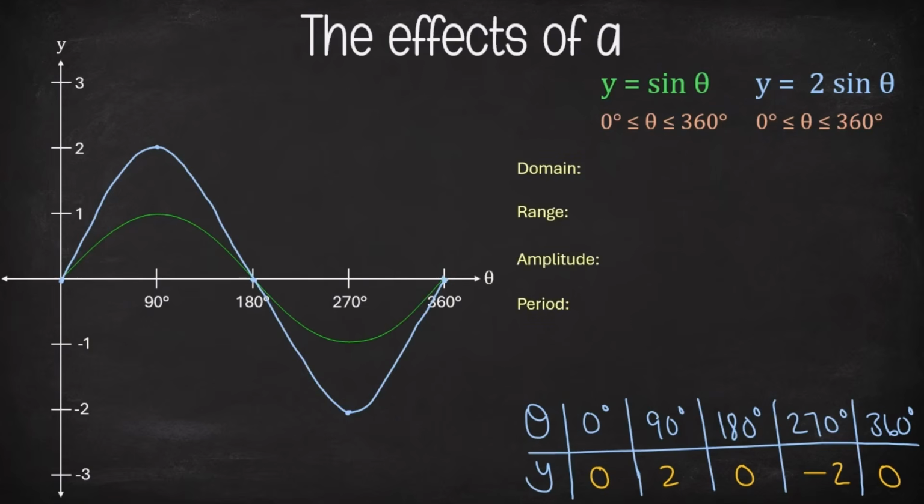Now it's time to have a look at the properties of each graph. So we will start with the domain. Now the domain is all the x values or all your theta values that your graph can be. And that value is normally given for you over here.